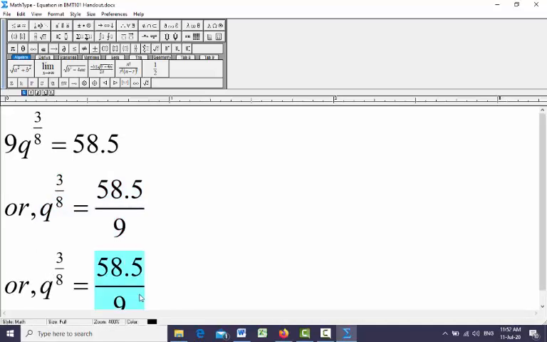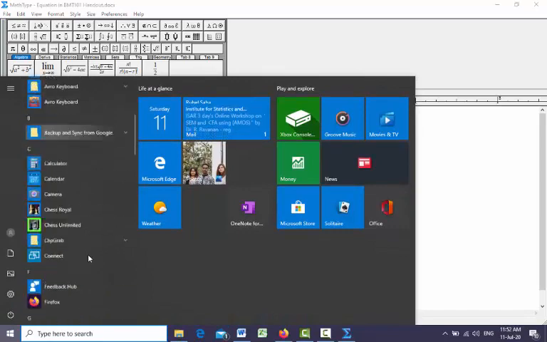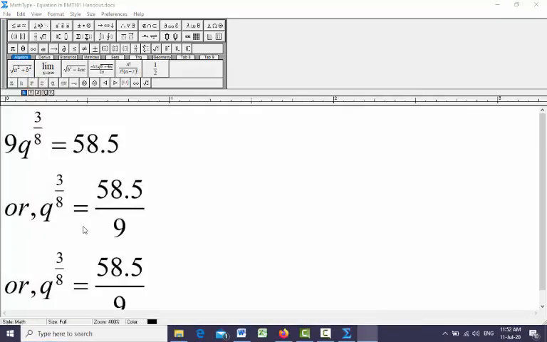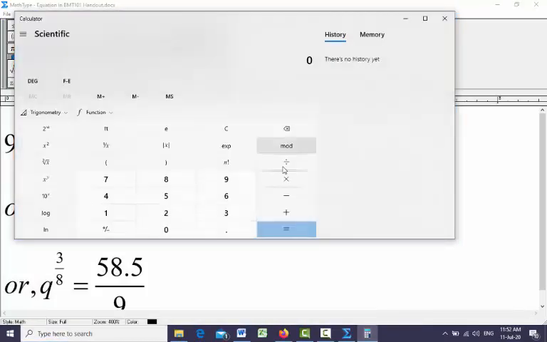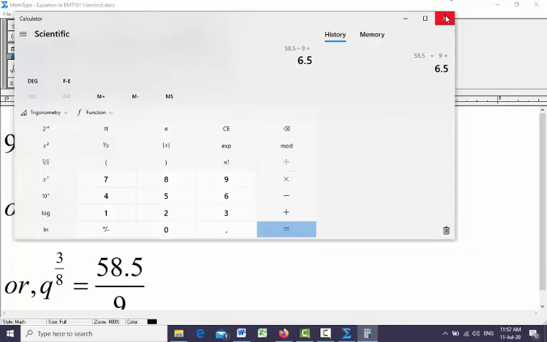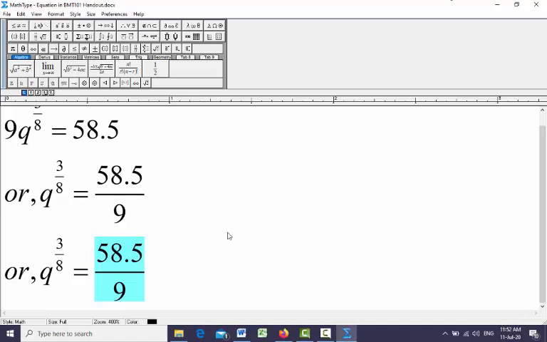So if you divide this one, 58.5 divided by 9, we get 6.5. So that means 6.5.